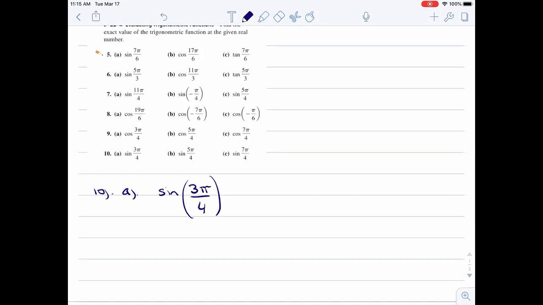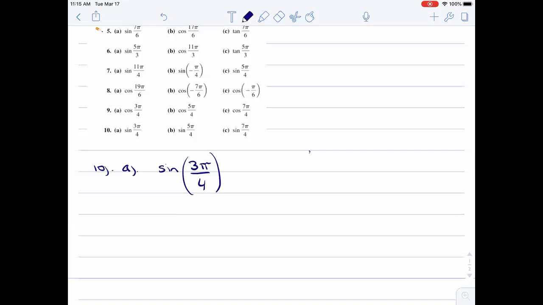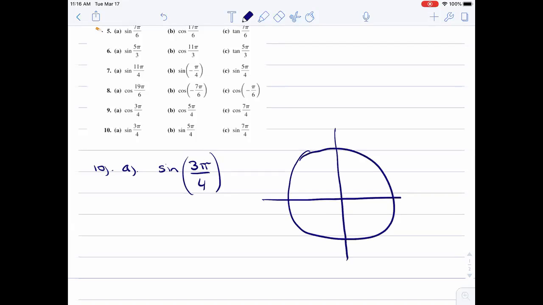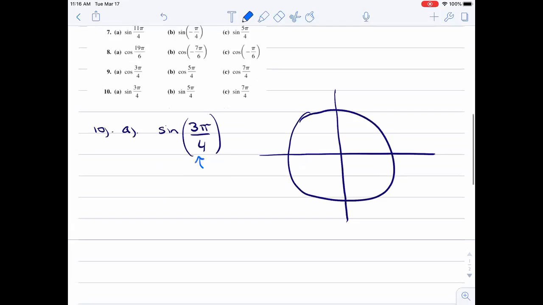We didn't really get that far last day, right? But I'm going to show you how we're going to do these. Okay? First thing we need to do, and this we did talk about, is figure out where this angle is. Okay, so our angle is 3 pi over 4. So I'll make little notes as we go here, but our angle is 3 pi over 4.